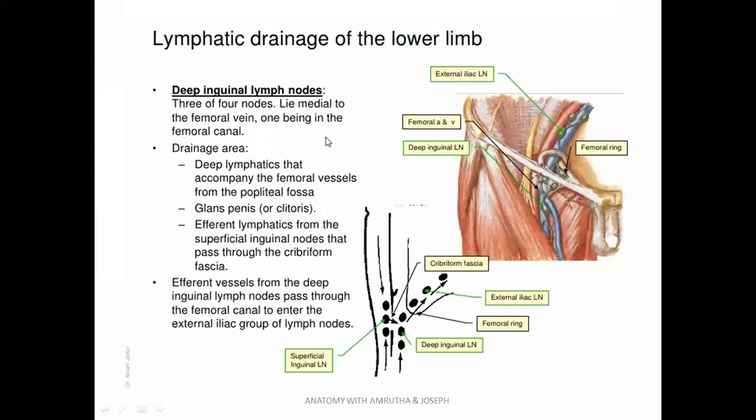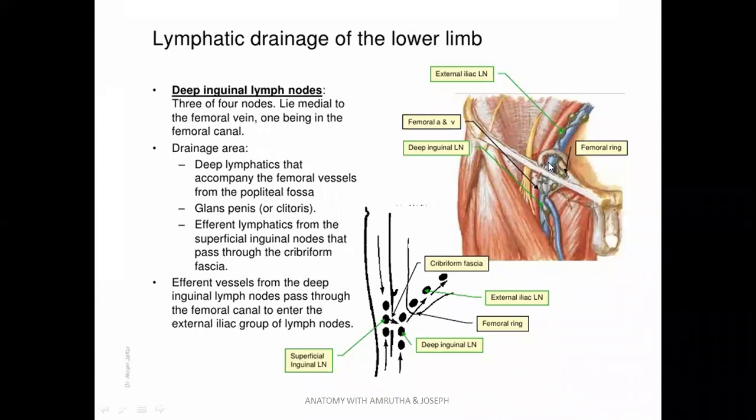They are usually 3 or 4 in number, whereas superficial lymph nodes are many. Deep inguinal lymph nodes are less in number, and they lie medial to femoral vein. So this vein is the femoral vein. Medial to that, there are lymph nodes, and few of them, one being in the femoral canal. So deep to, or you can say medial to the femoral vein, there is a canal called the femoral canal. There are some lymph nodes which are included in deep inguinal lymph nodes.